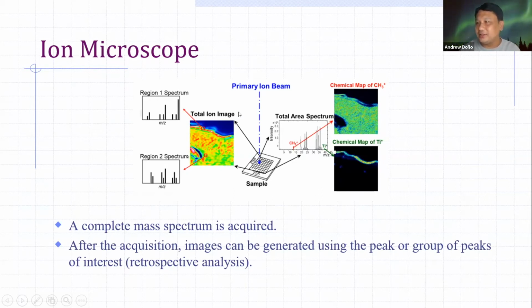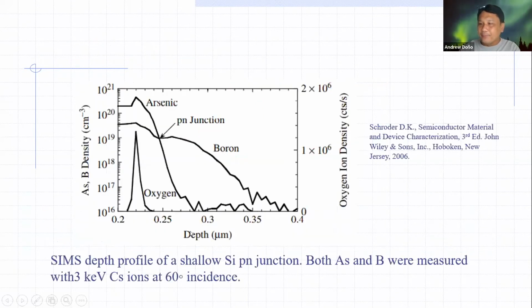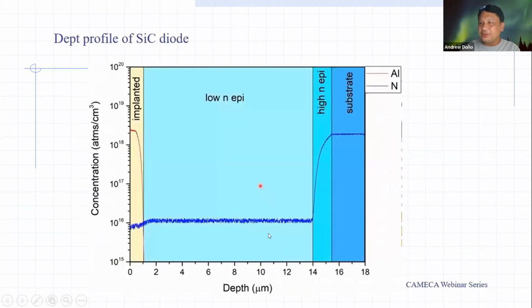So we can image. A complete mass spectrum is first acquired, then after the acquisition, an image can be generated using the peak or groups of peaks of interest. So that is called the retrospective analysis. And also, this diagram shows the SIMS depth profile of a shallow silicon PN junction. Both arsenic and boron were measured with 3 keV cesium ions at 60 degrees incidence. And also, the profile of a silicon carbide diode.